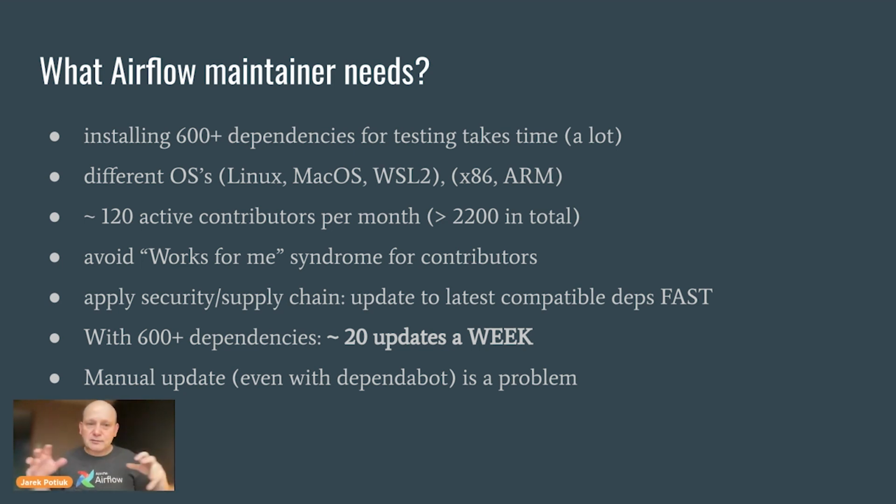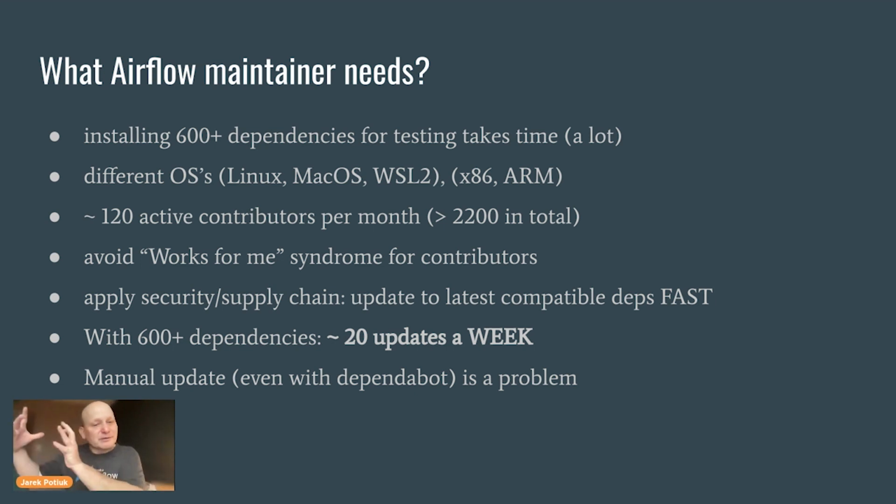Everyone has their own environment, and we want to avoid the works-for-me syndrome wherever you develop an application. So we want to have these snapshots. We want every contributor from those 2,000 people to have the same snapshot of all the dependencies, and that's a challenge to get because of 600 dependencies and those different OSs and different environments. But we also want to upgrade. We want to upgrade quickly and consistently for security. Supply chain security is super important in the recent world, and we want to make sure that whenever somebody releases a new version, we update it.